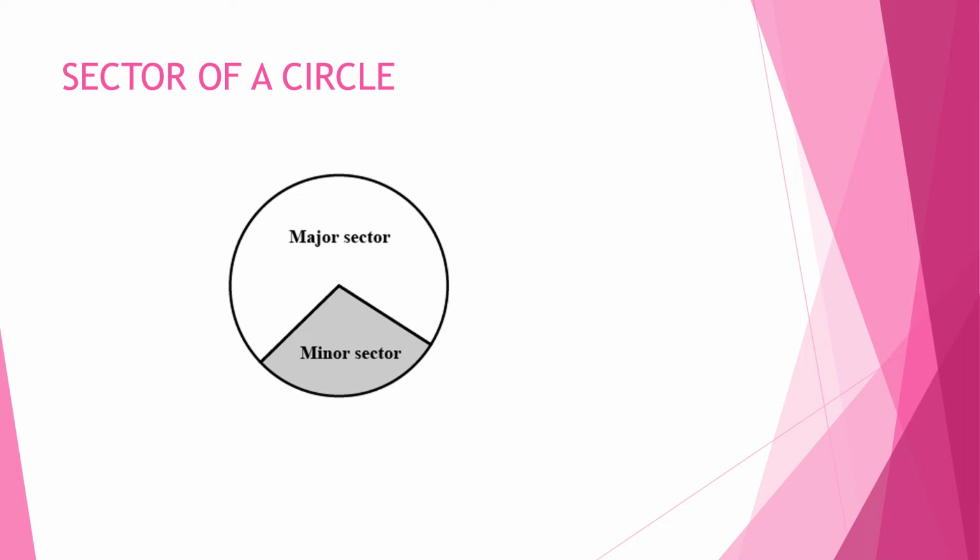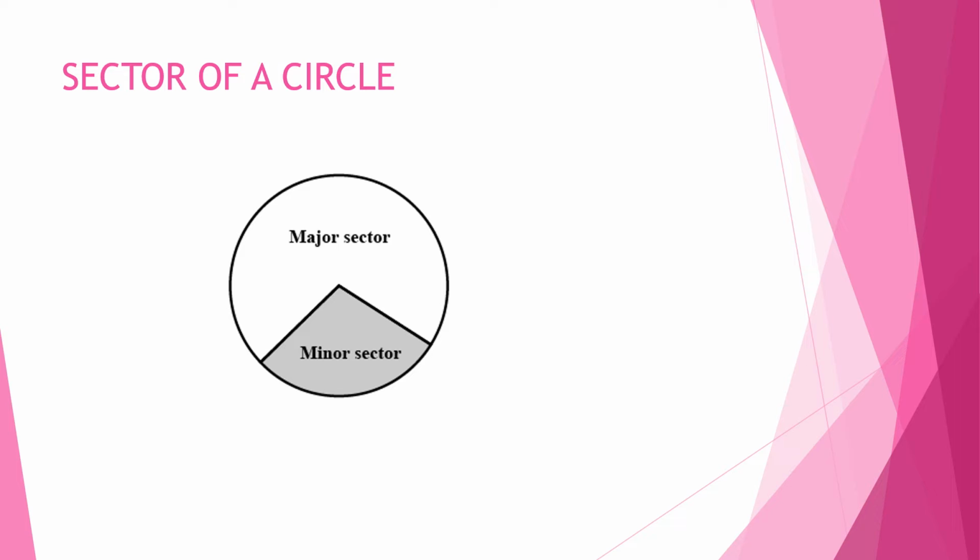Sector of a circle. The sector of a circle is a part of a circle which is bounded by an arc of a circle and its two radius. Here in the given figure we can see that the minor sector is represented by the smaller portion of the circle which is bounded by the minor arc of the circle and the two radius.